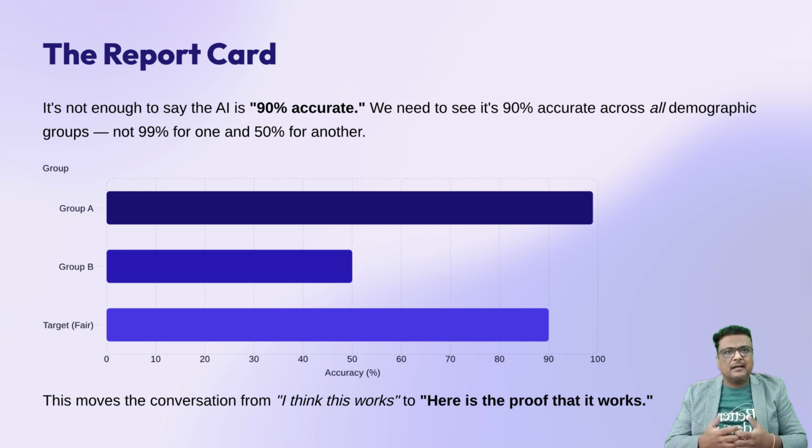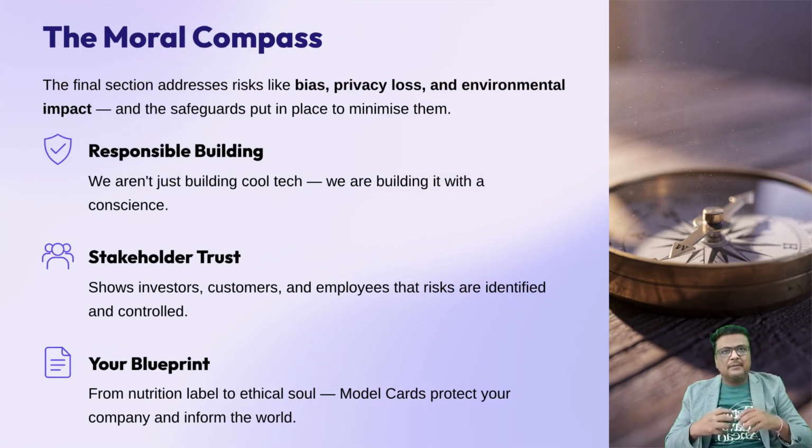But even with great numbers, there are still human risks to consider, which leads us to our final stop: ethical considerations and mitigations. Let's wrap this up with the heart of governance. The ethical consideration section is the formal discussion of potential risks like bias, privacy loss, or environmental impact, along with the steps taken to minimize those risks. In simple words, this is the moral compass of the document.